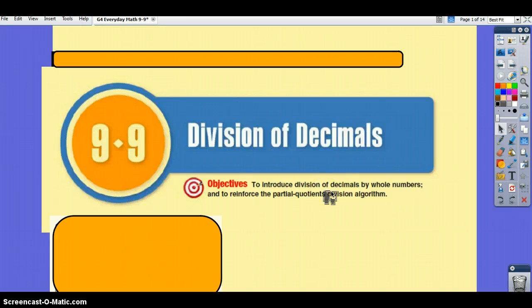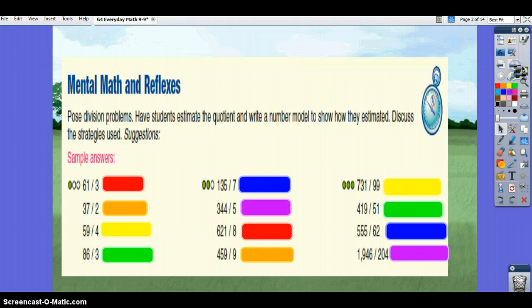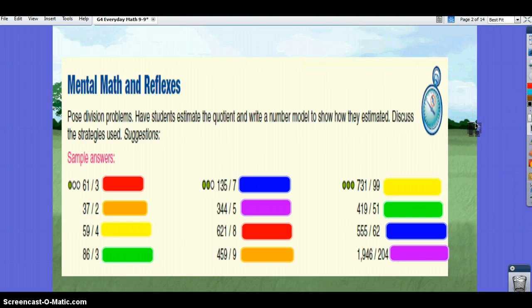9-9, division of decimals. I want to introduce division of decimals by whole numbers and to reinforce traditional method division. So look at these problems. Let's try to round them or estimate them and come up with an answer. So 60 divided by 3.